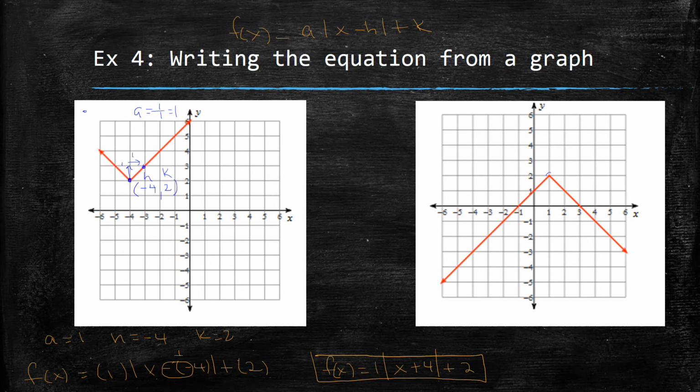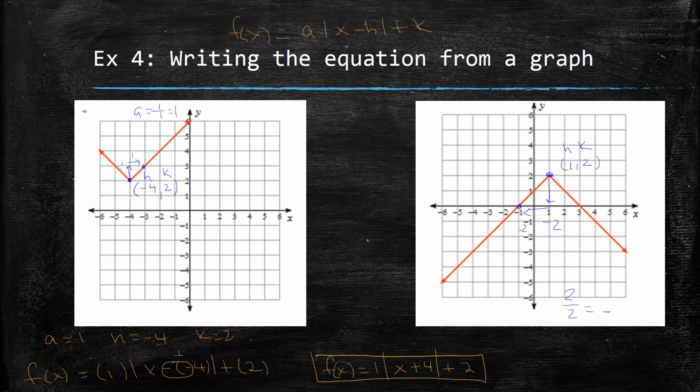Do the same thing over here with the one on the right. You identify your vertex, that's your maximum there. So that's at the point 1, 2, h, k. You pick another point on the line, it doesn't matter which one you pick. So we are going down 2, so that's a -2 for your rise, and then we are going to the left 2. So you see that your slope is 2 over 2, which is 1.